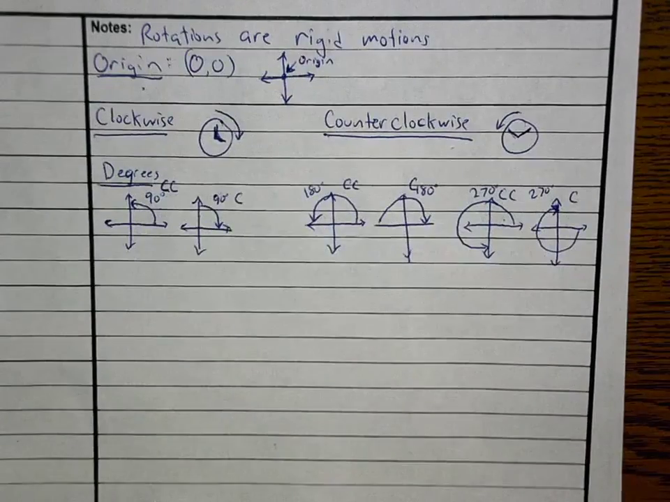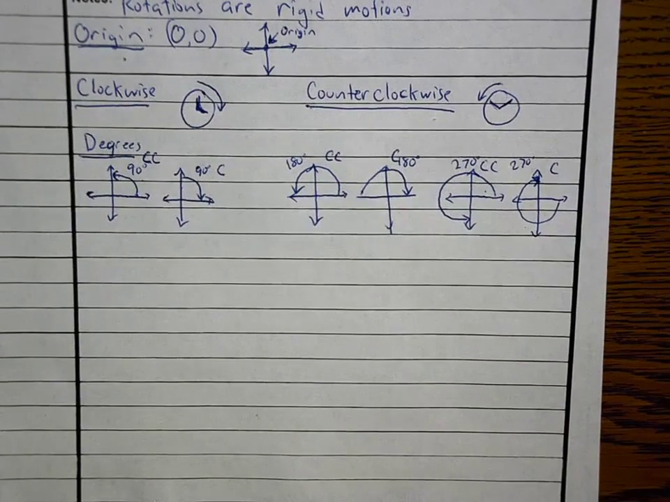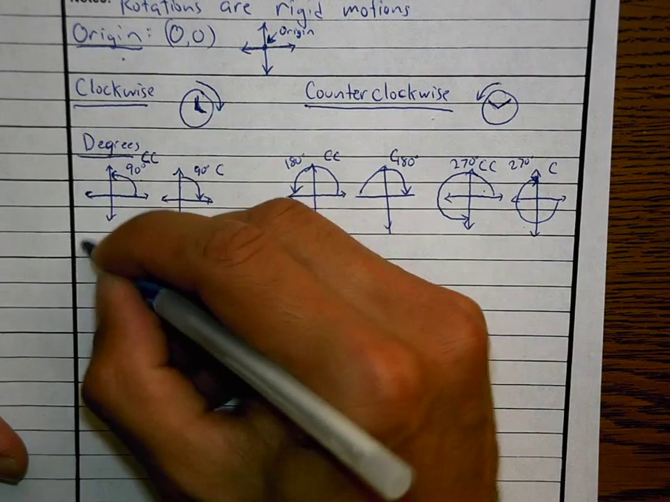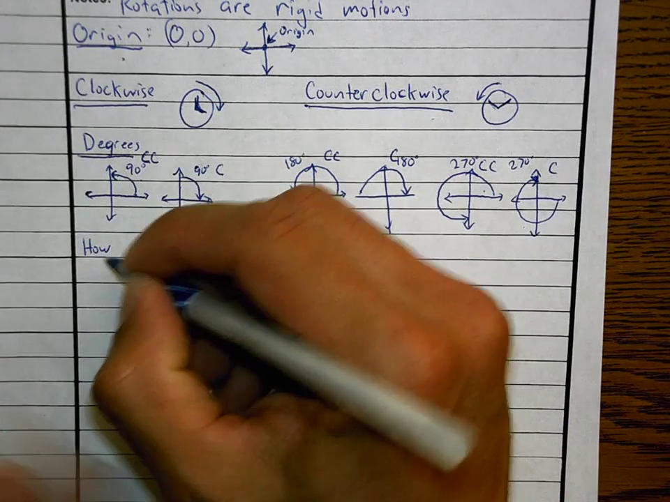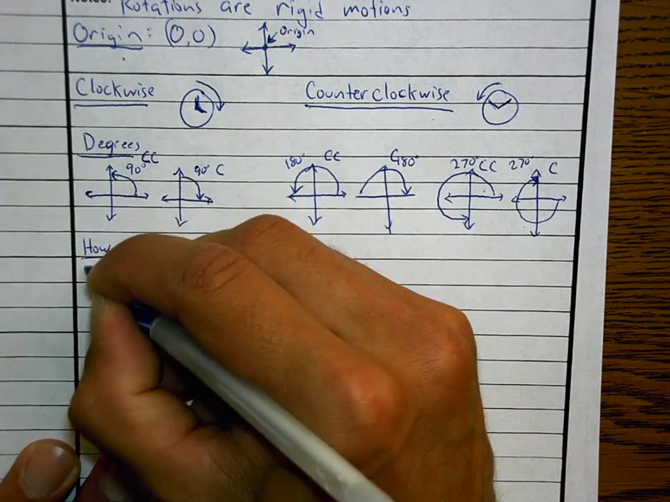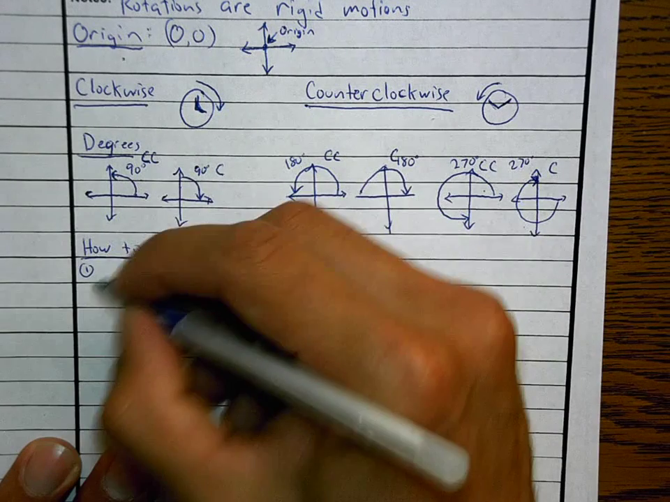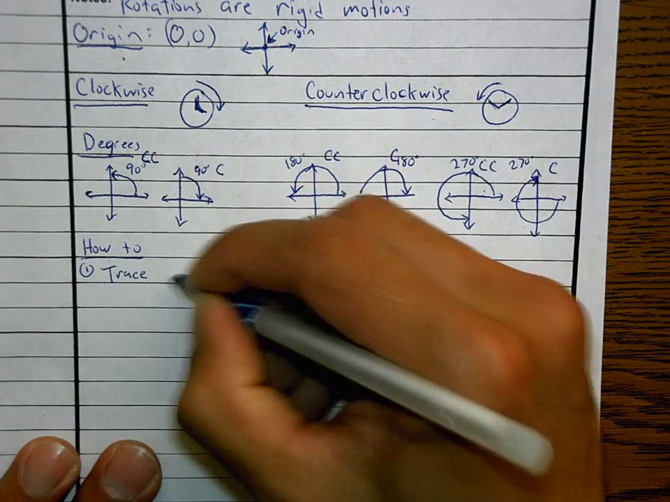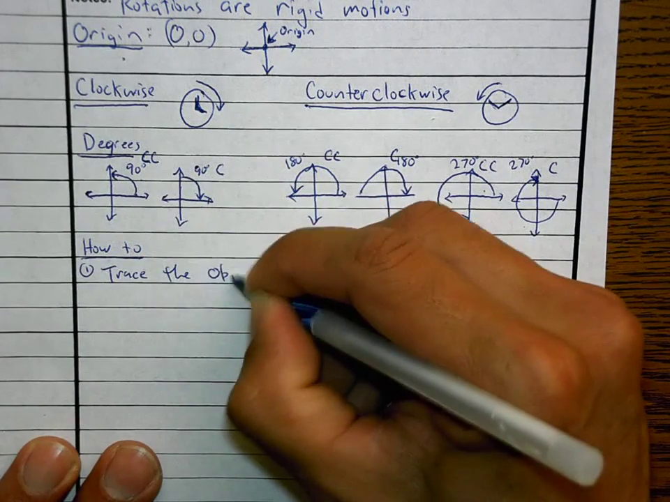Very, very basic stuff. You probably have done this before. So I'm not going to write too many. We're just going to write how to. Number one, trace the object.